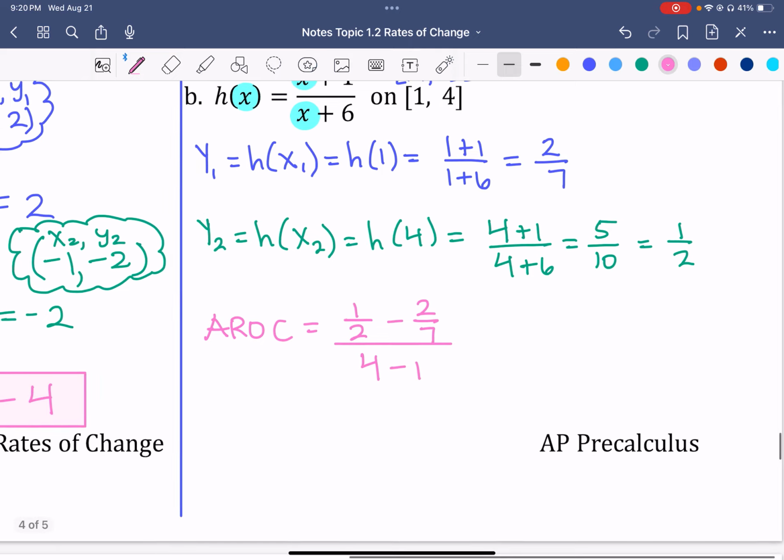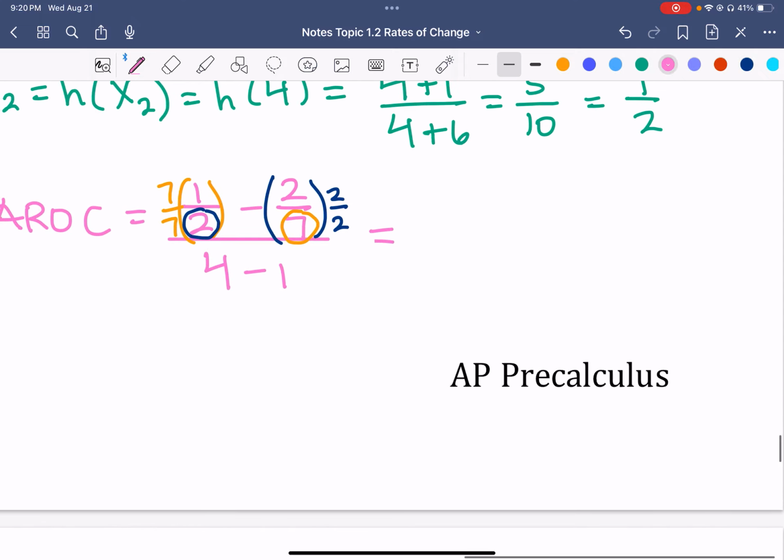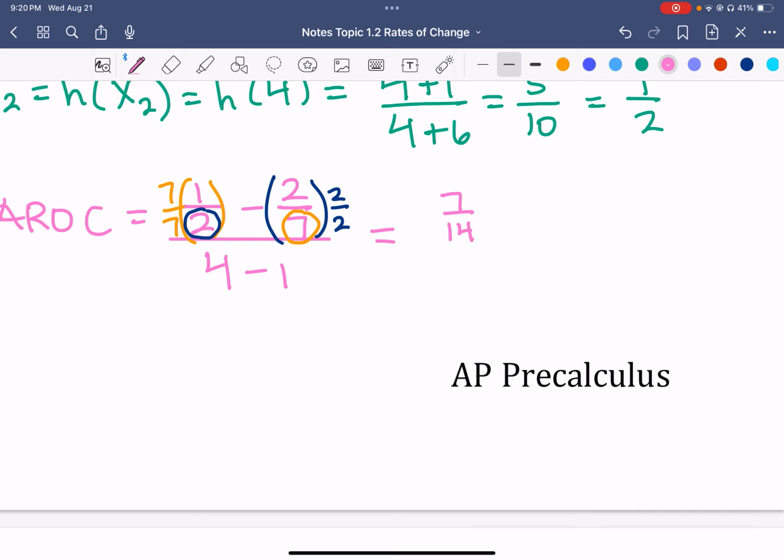Okay, now before I can subtract fractions, I need to make sure I have a common denominator. So because this is 7, I'm going to multiply this fraction by 7 on the top and on the bottom. And because this denominator is 2, I'm going to multiply this fraction by 2 on both sides. Okay. So then my fraction becomes 7 over 14 minus 4 over 14. So you cannot subtract until you have the same denominator. And then 4 minus 1, which is 3.